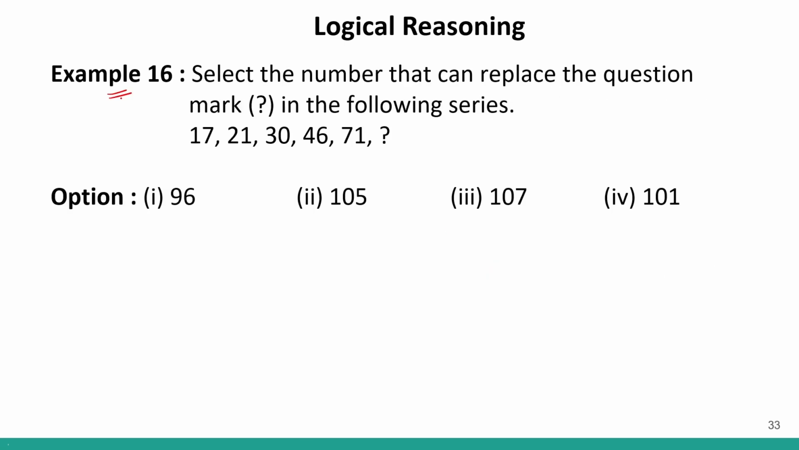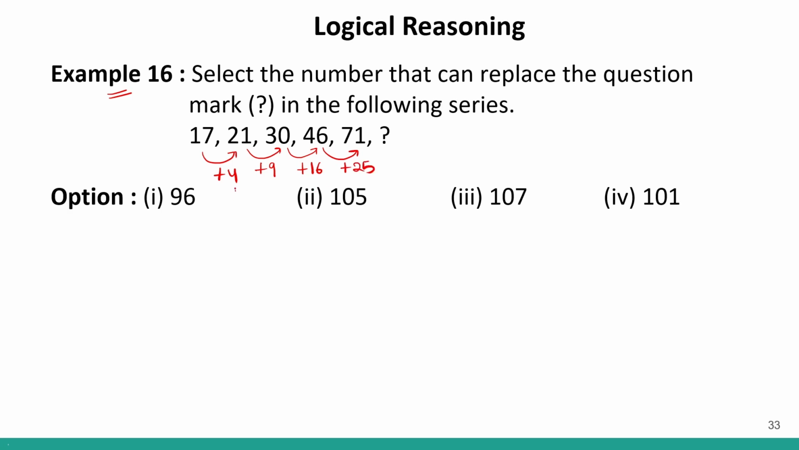Clear? Now, example number 16. The series is 17, 21, 30, 46, 71. This is given to us. So if I see over here, from 17 to 21, there is an addition of 4. Correct? From 21 to 30, there is an addition of 9. From 30 to 46, there is an addition of 16. And from 46 to 71, there is an addition of 25.